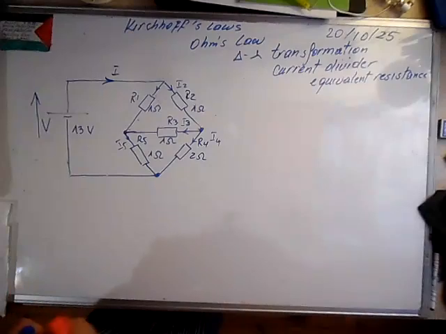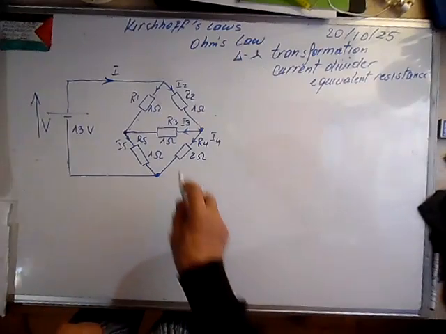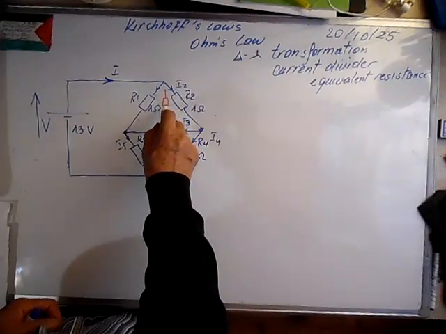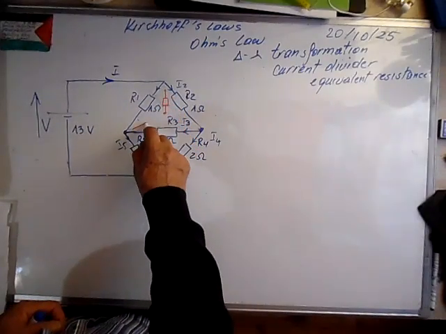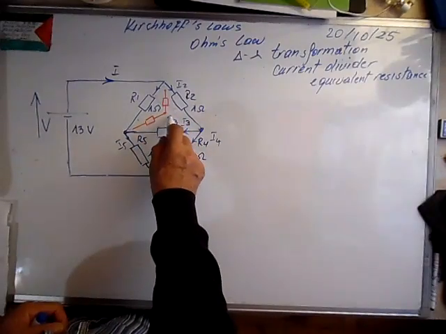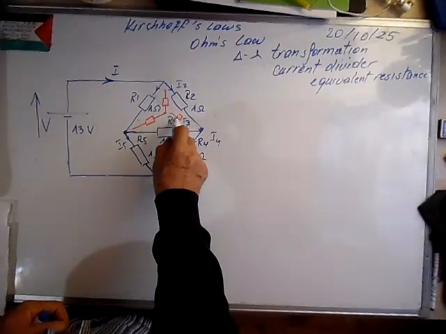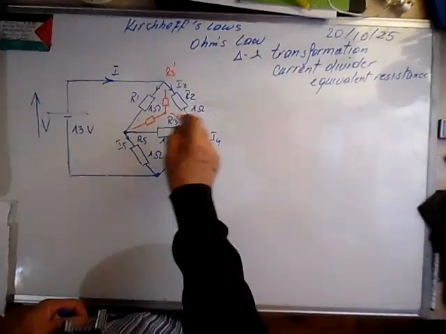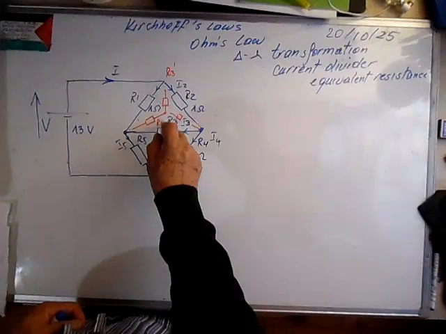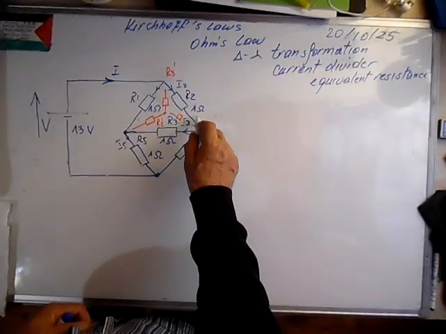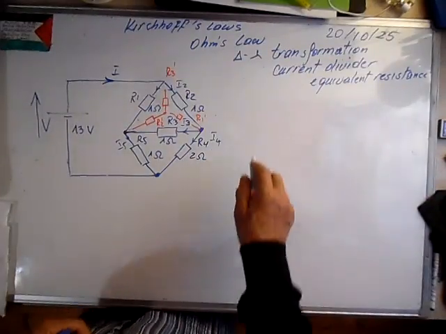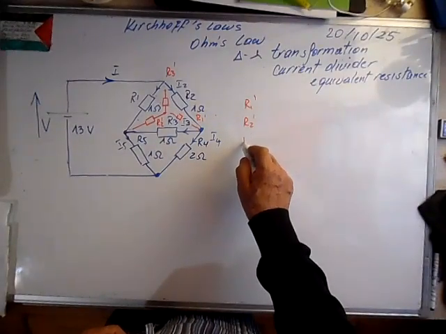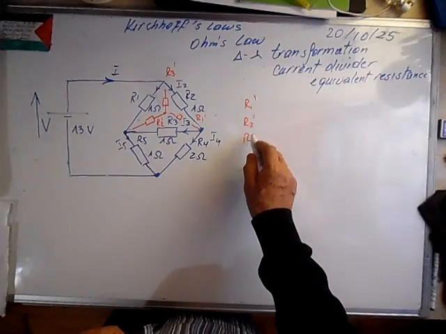We do the delta star transformation. We transform this delta, or this delta as you like, to star. So we have 3 resistances. We call this R3 prime. This one we call R2 prime, and this one R1 prime. And if you remember, we can calculate R1 prime, R2 prime using the delta star transformation.